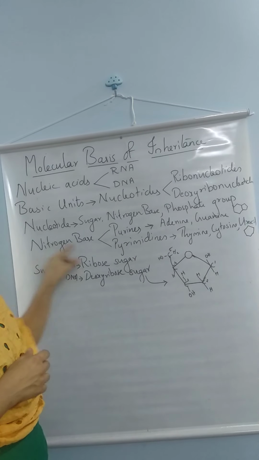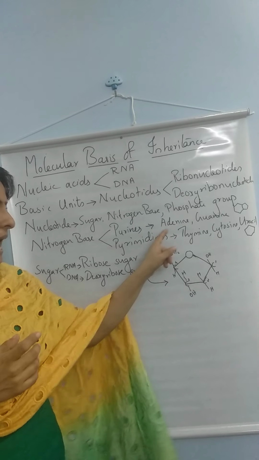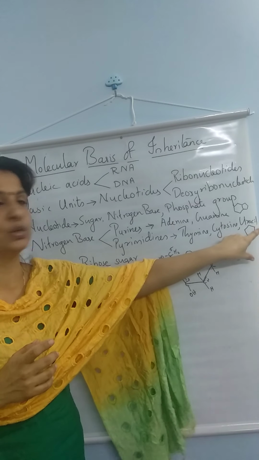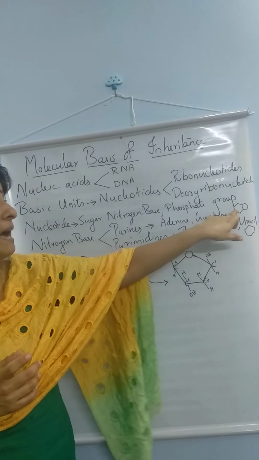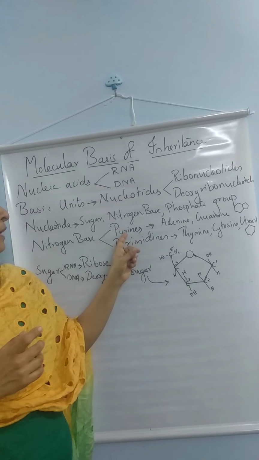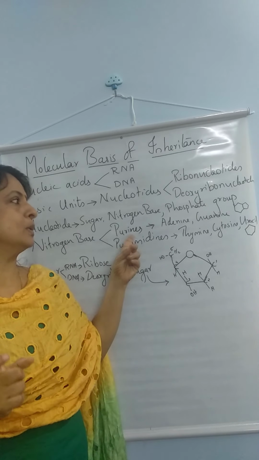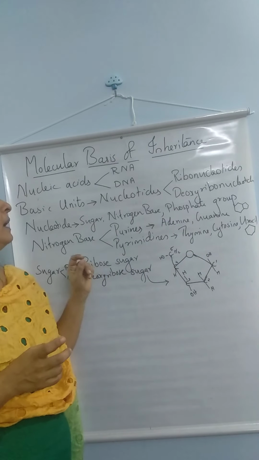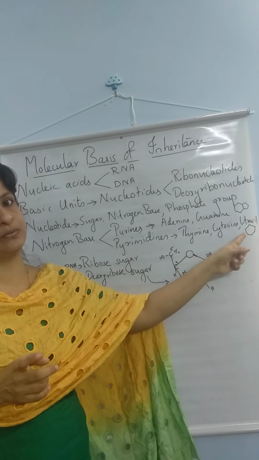Before that, nitrogen base. There are 5 important nitrogen bases. Which are they? Adenine, guanine, thymine, cytosine and uracil. ഇതില് adenine and guanine are double ring compounds. They are called as purines. So purines are double ring compounds. Only 2 are coming under that, that is adenine and guanine. Now, pyrimidines are thymine, cytosine and uracil.